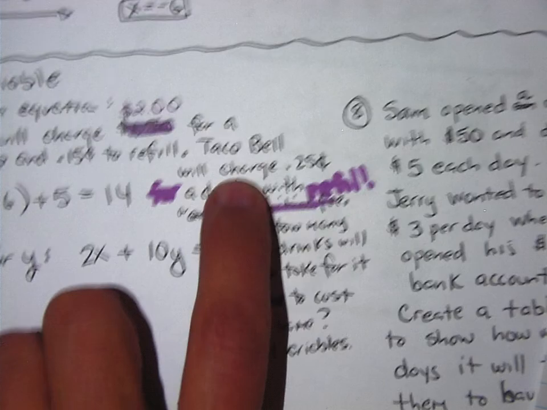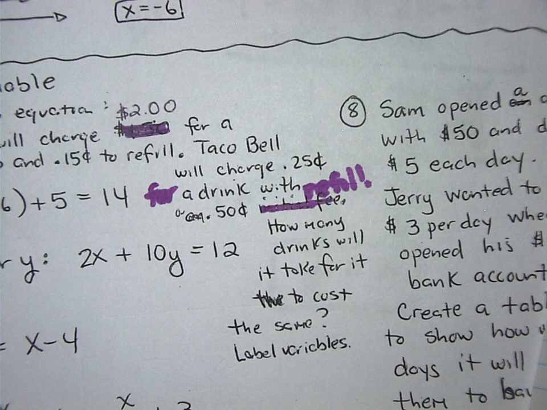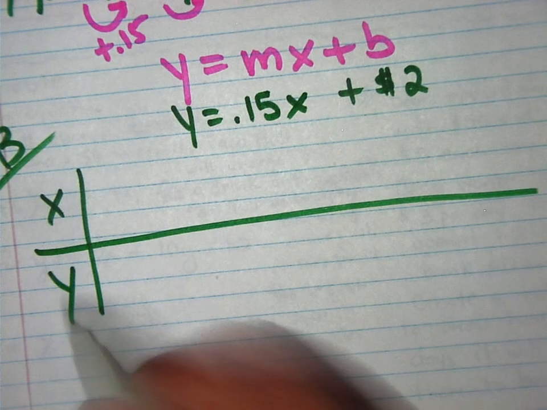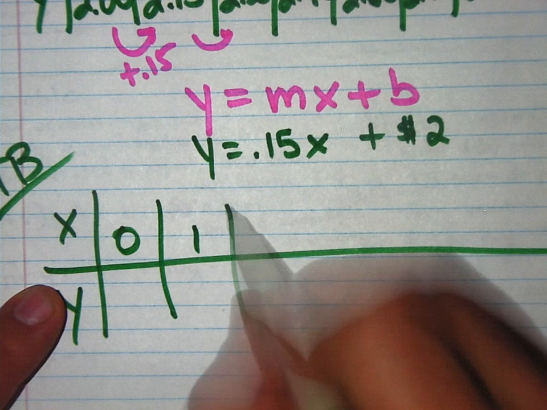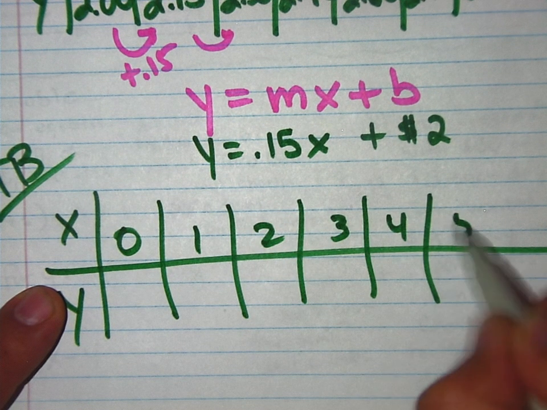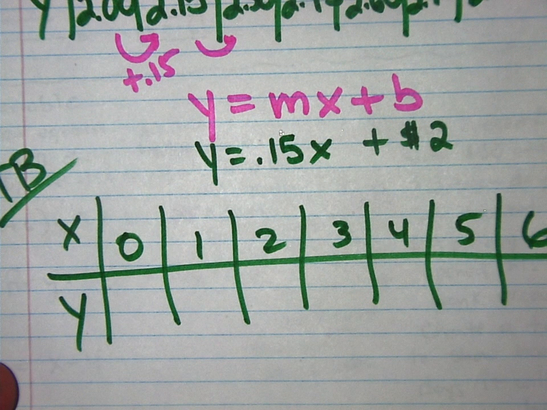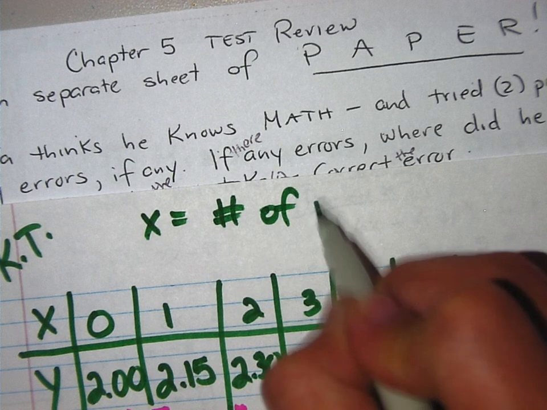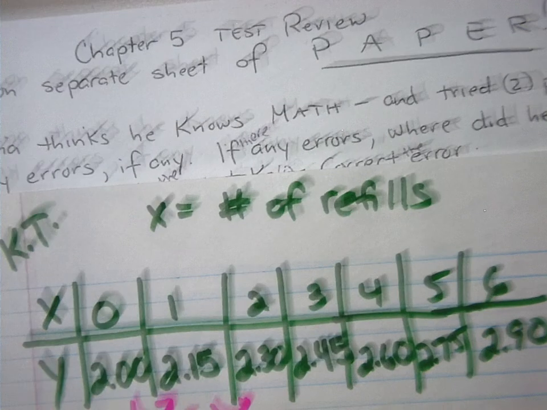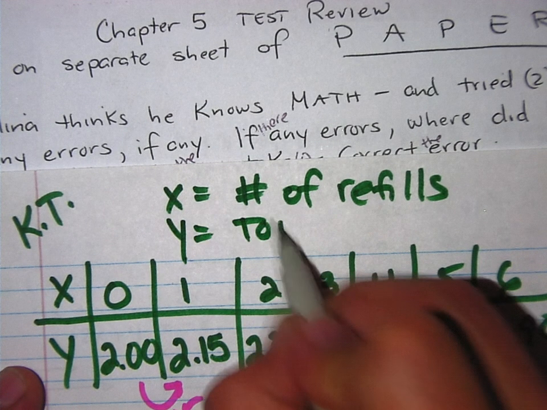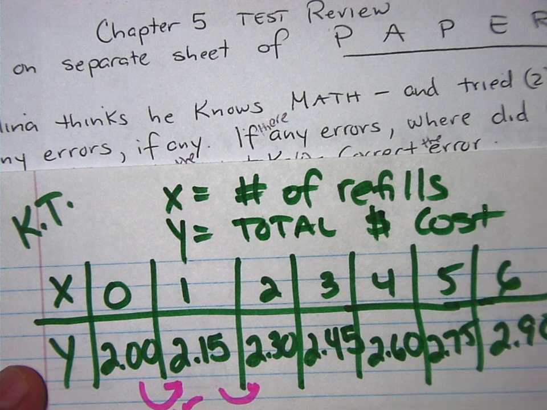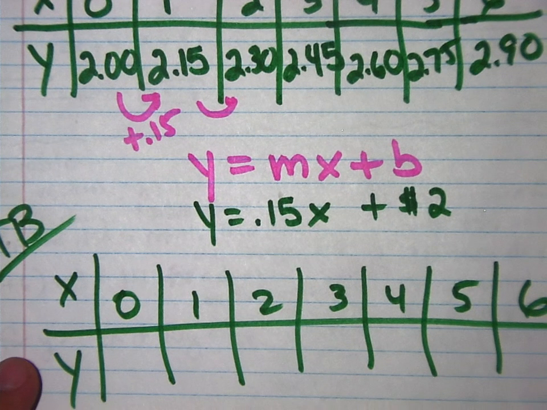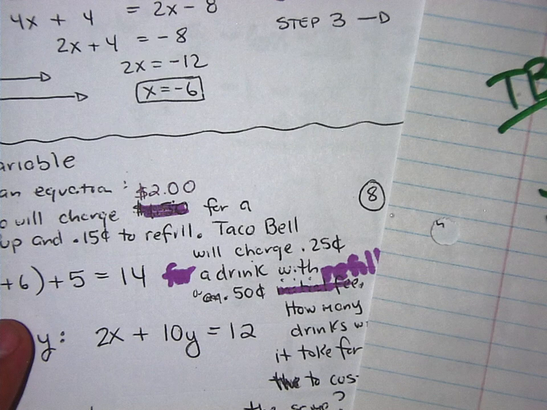So here we go. Taco Bell, what are they going to charge you? They charge 25 cents for the first drink. But because it's so cheap, they're going to charge you 50 cents for every refill. So let's do an X and a Y. Remember, these are always 0, 1, 2, 3, 4, 5. What do you think the X represents? The cost or the number of refills? The number of refills, because that's what they're talking about. They're only talking about 2 things: the cost and how many refills. So your Y is the total cost. That's pretty easy. So let's go ahead and do the XY table. They said they're going to charge you 25 cents. But guess what?